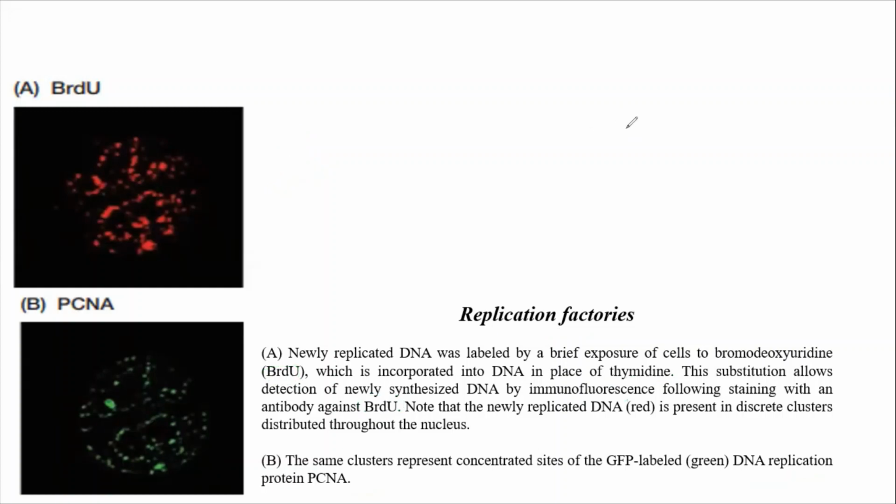Lamp loader in eukaryotes. Yes, absolutely correct. So wherever the replication is going on, PCNA will be there, correct? And it is GFP labeled. So on checking under the microscope, you can see that these are the points where PCNA is present. It means those are the areas where replication was going on. And this is how you are going to prove that there are replication factories.